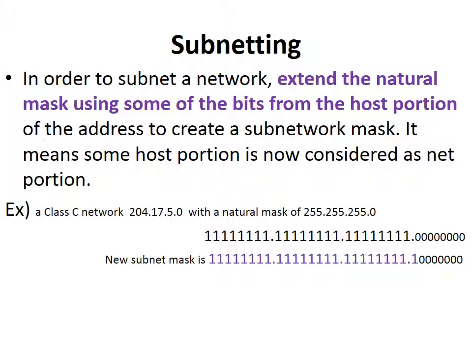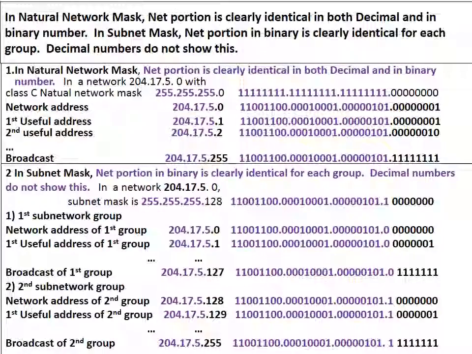In order to subnet a network, extend the natural mask using some of the bits from the host portion of the address to create a subnetwork mask. It means some of the host portion is now considered as net portion. As a result, 1 bit of the net portion is extended from the host portion. In the natural network mask, the net portion is clearly identical in both decimal and binary numbers. In the subnet mask, the net portion in binary is clearly identical for each group. Decimal numbers do not show this. Look at the next slide for more detail.